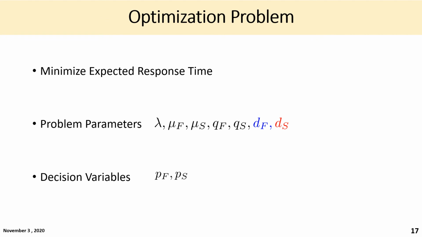Given the system parameters and df and ds, what we have is an optimization problem: to determine the optimal probabilities, pf and ps, that will help us minimize the mean response time for each of the policies. In practice, instead of fixing df and ds, we would be fixing the sum of them, df plus ds.